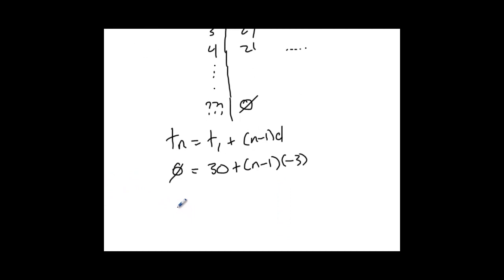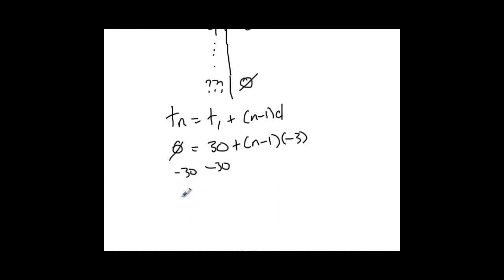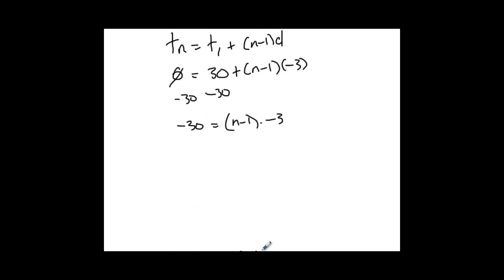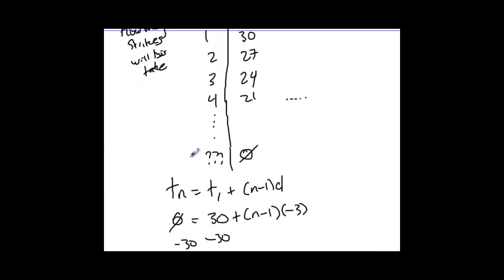So how do I solve a question like this for n? Well, I'll start by subtracting 30 from both sides. So negative 30 equals (n minus 1) times negative 3. Hopefully it makes sense why it had to be a negative 3. You're then going to divide by negative 3 to give you 10 equals n minus 1. Add 1 to both sides. It's going to take you 11 hits to get it into the ground.